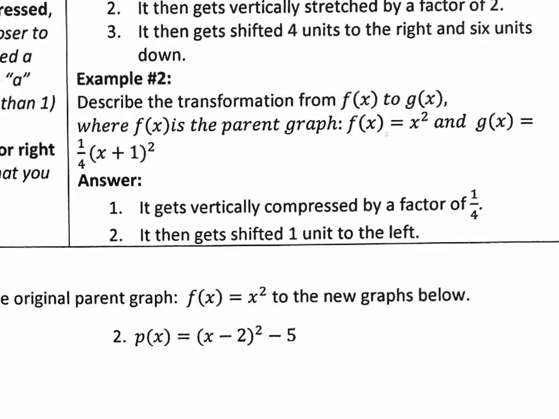Let's look at example 2 right here. It says, describe the transformation from f of x to g of x, where f of x is the parent graph, f of x equals x squared, and g of x is 1/4 (x plus 1) squared. So does it get reflected? No. So what's the next thing we state about a? Does this get wider or narrower? It gets wider, which we're going to call it gets vertically compressed. That means wider, vertically compressed. How does it get vertically compressed? By that number, 1/4, by a factor of 1/4. Okay? And then after that, after it gets wider, what happens? You shift it where?